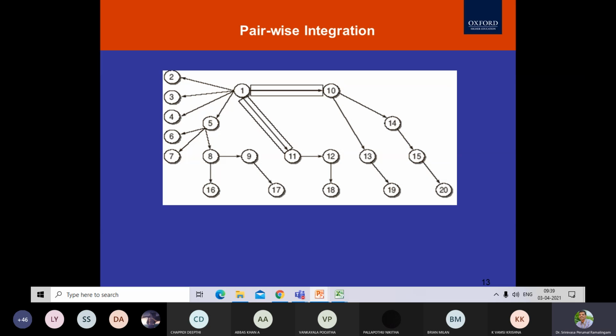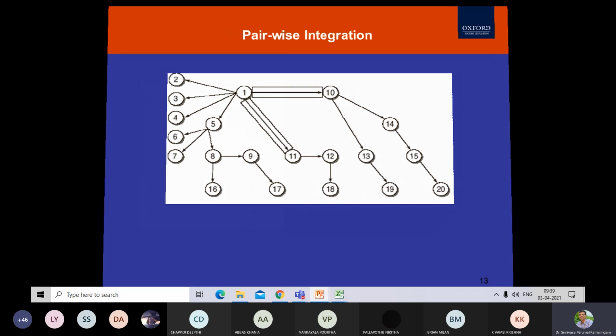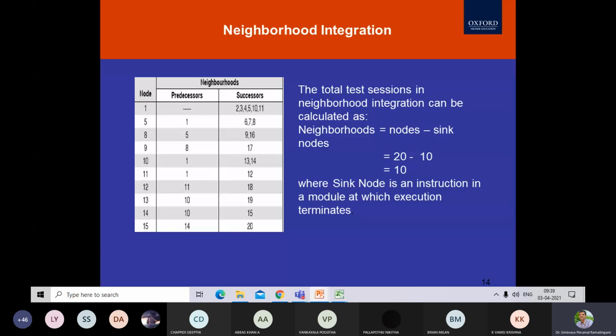So these nodes are sync nodes, and the rest of the nodes are general nodes. Totally 20 nodes are there. Out of 20 nodes, in the neighborhood table, only 10 nodes are there: 1, 5, 8, 9, 10, 11, 12, 13, 14, 15. I hope you understand which node is a sync node and which is a general node.